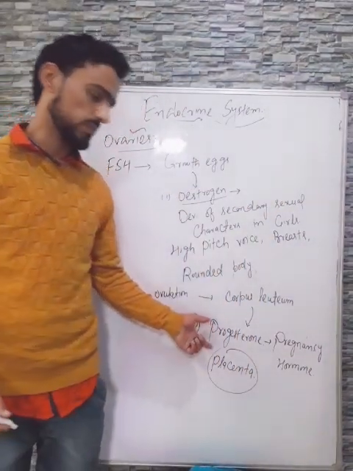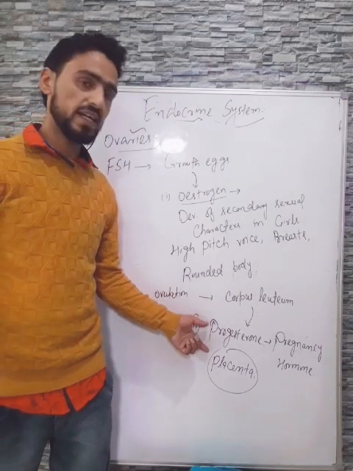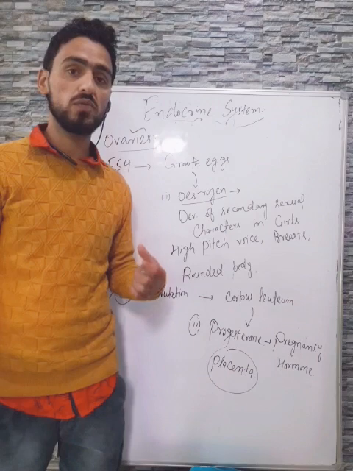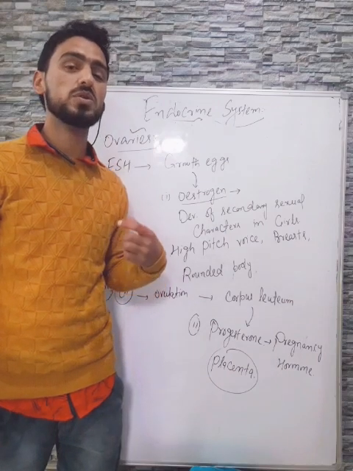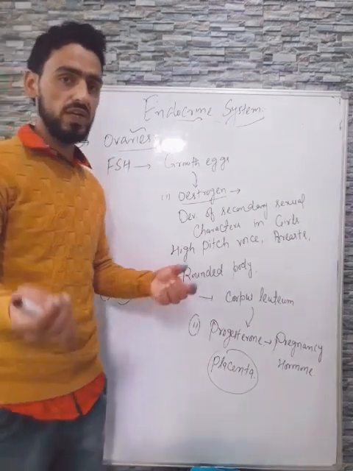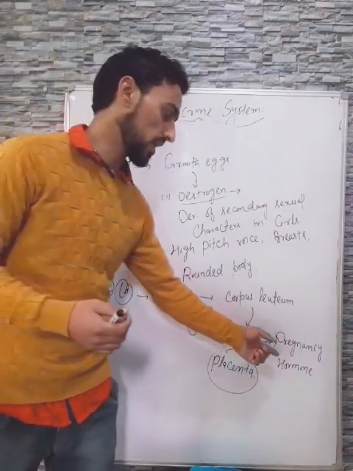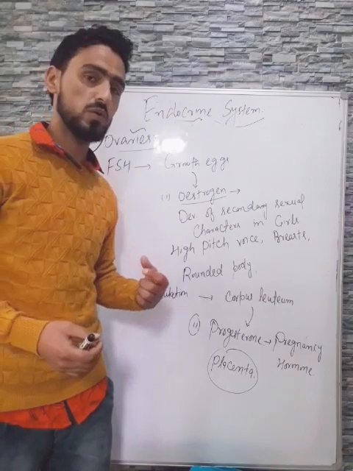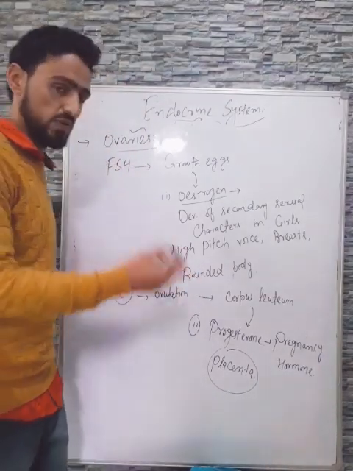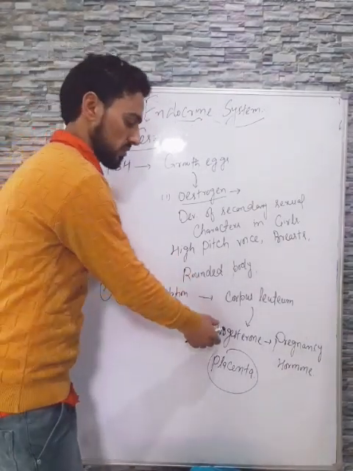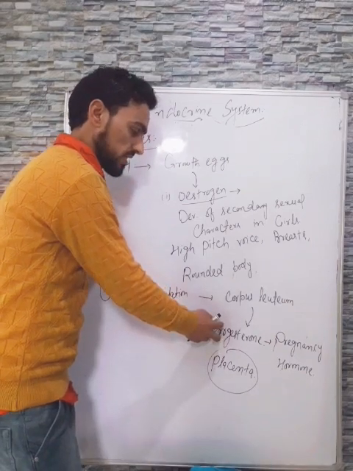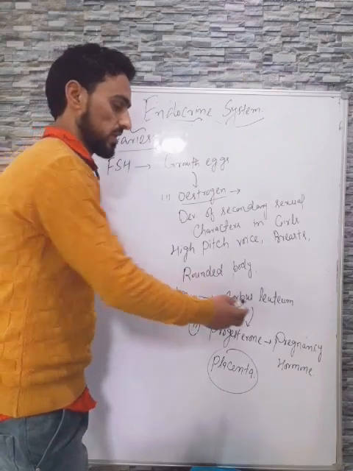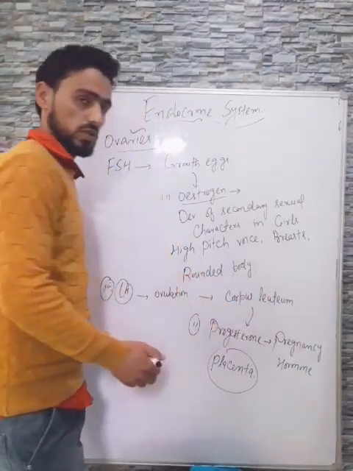Progesterone stops the maturation and formation of new ovum. Whenever a female becomes pregnant, there should be no release of a new egg from the ovaries, and that is because of progesterone. Progesterone does not allow the formation of new eggs from the ovaries after pregnancy. That is why this is known as the pregnancy hormone.